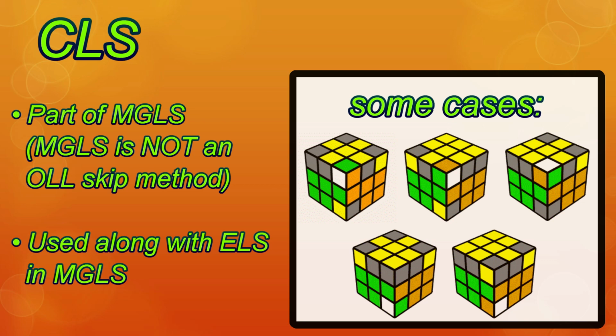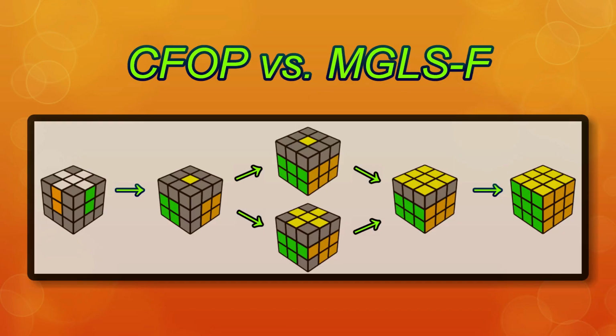The second step is CLS, which stands for corner step of the last slot. It involves placing the corner of the last slot while orienting the last layer corners. When you watch someone solving with MGLS-F, it may look like they're forcing an OLL skip every solve, but that's not exactly true. They're actually substituting the last slot and OLL steps with two different steps.